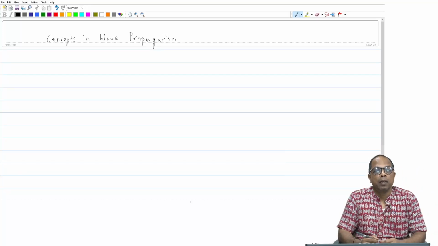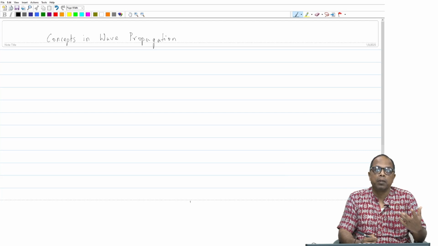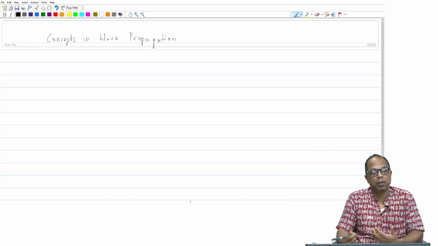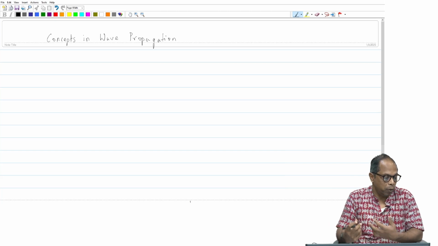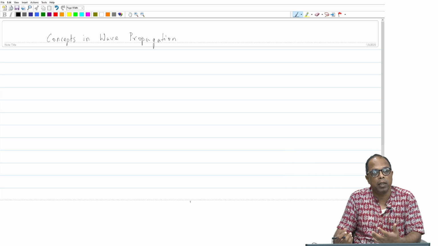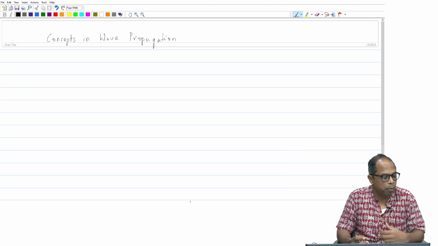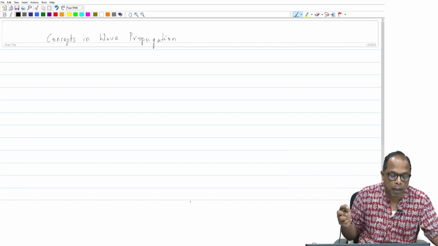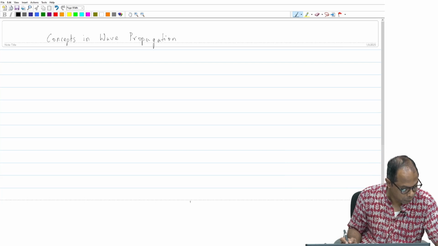I will be using the acoustic wave equation here, although these concepts can be applied to EM waves also, because the way the wave equation is written is the same for both types of waves. Although there are additional concepts in EM wave propagation like polarization, we don't deal with that here, but still some of these concepts can be applied there. So what do I mean by concepts in wave propagation?